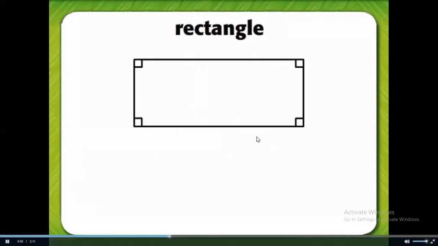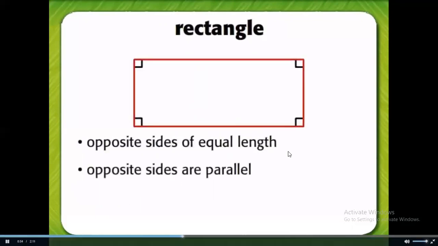Rectangle. Opposite sides of equal length. Opposite sides are parallel. 4 right angles. This is unlike the square. In the square, all sides are equal, but in the rectangle, only opposite sides are equal. This side is equal to this, and the blue one equal to the blue one. Each pair of opposite sides are equal in length and parallel, and there are 4 right angles.